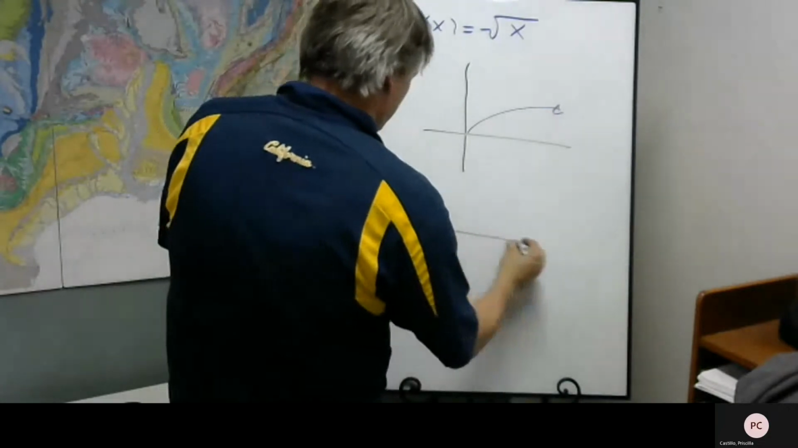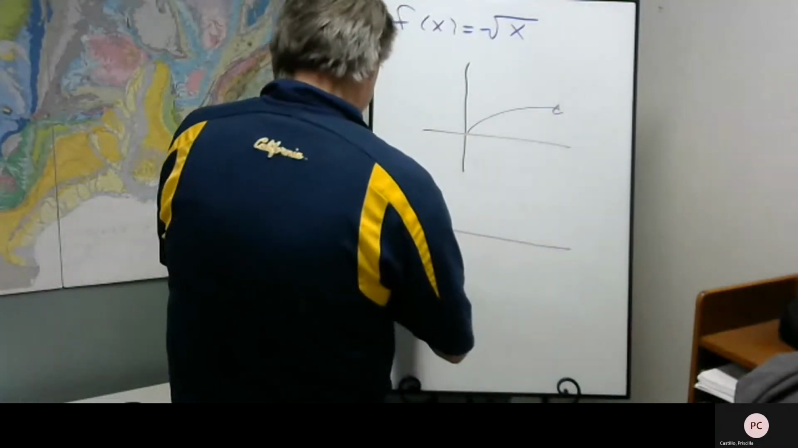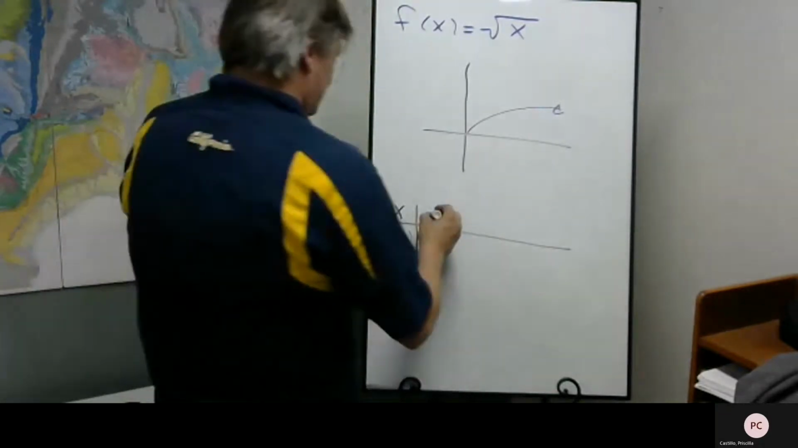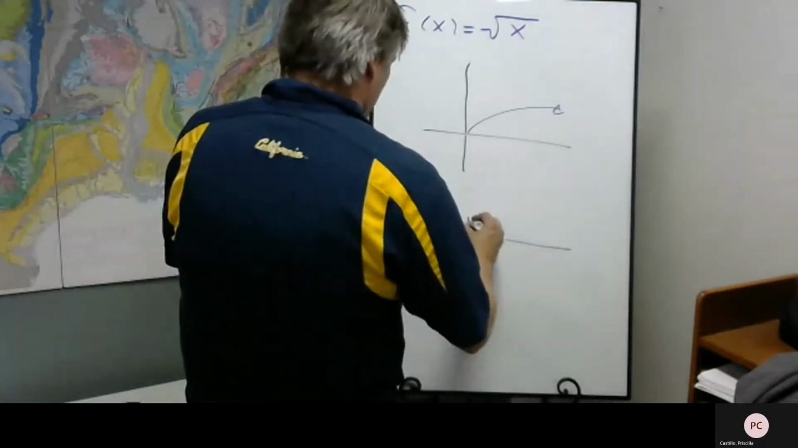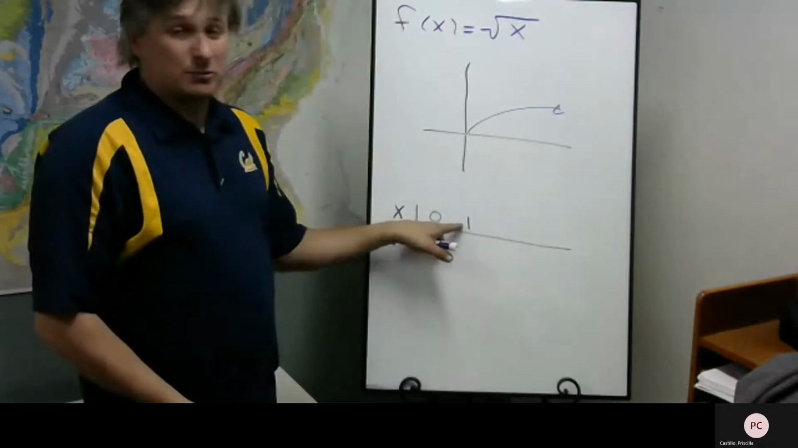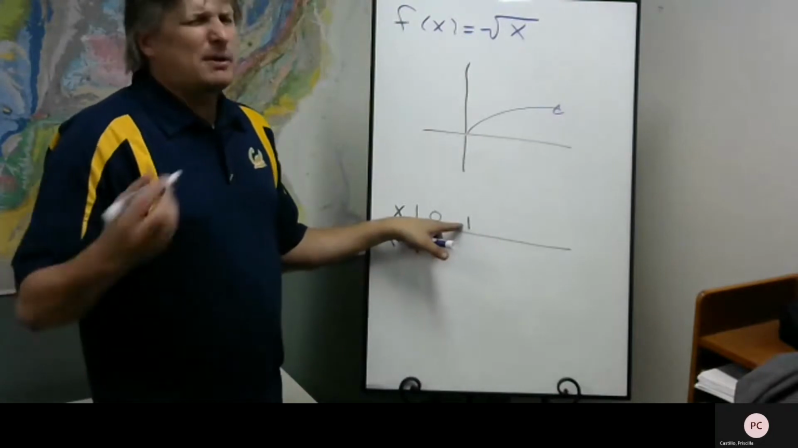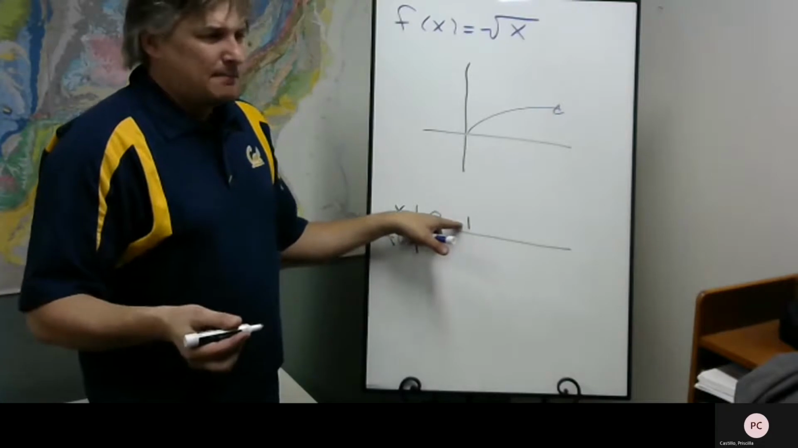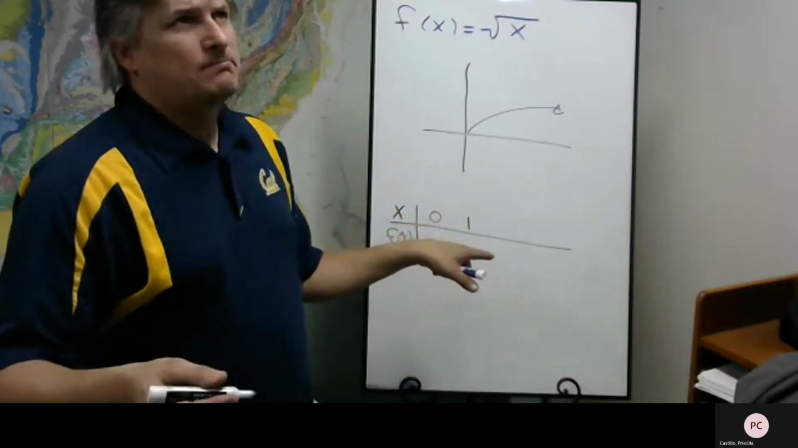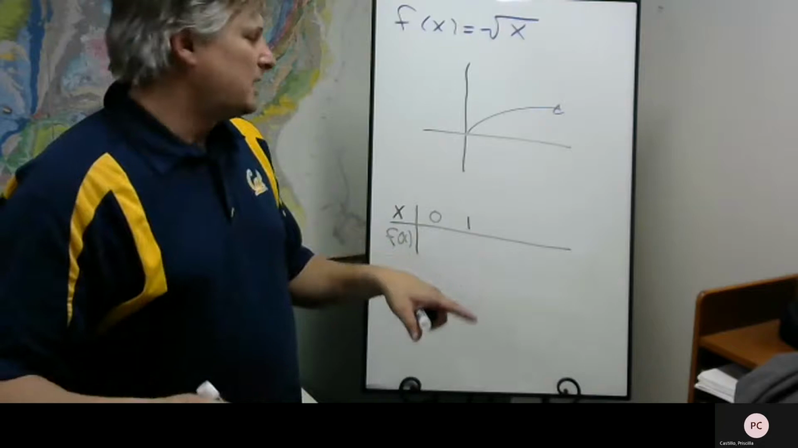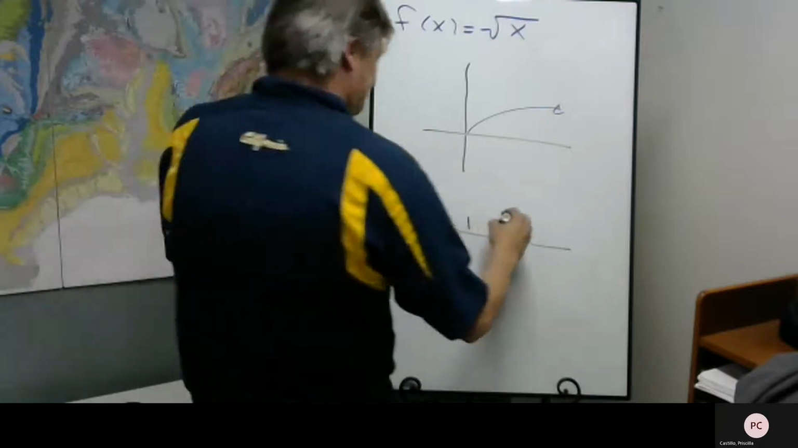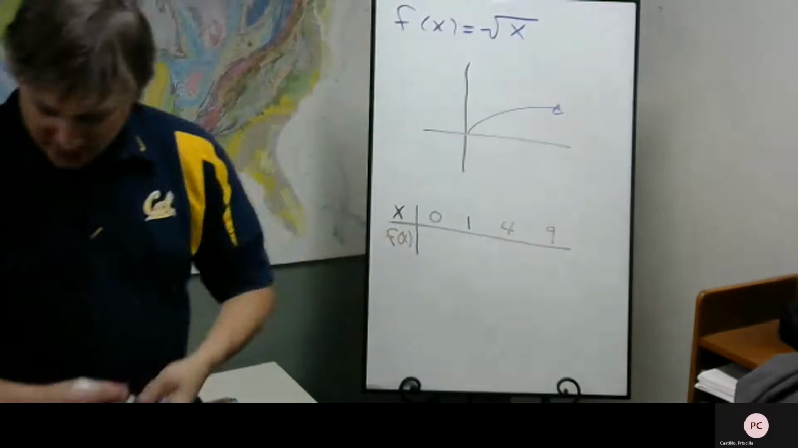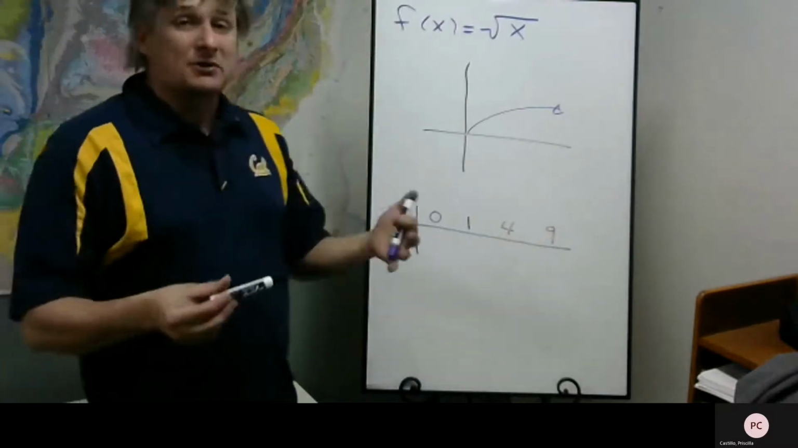x, f of x. So if you let x be 0, 1, and we want to be able to take the square roots of these numbers. I'll talk about numbers later that we can't quite seem to take the square roots of. Not because they're negative. They have irrational results, and we'll talk about that later. Let's say 4 and 9. Let's do square roots that won't give us irrational results.